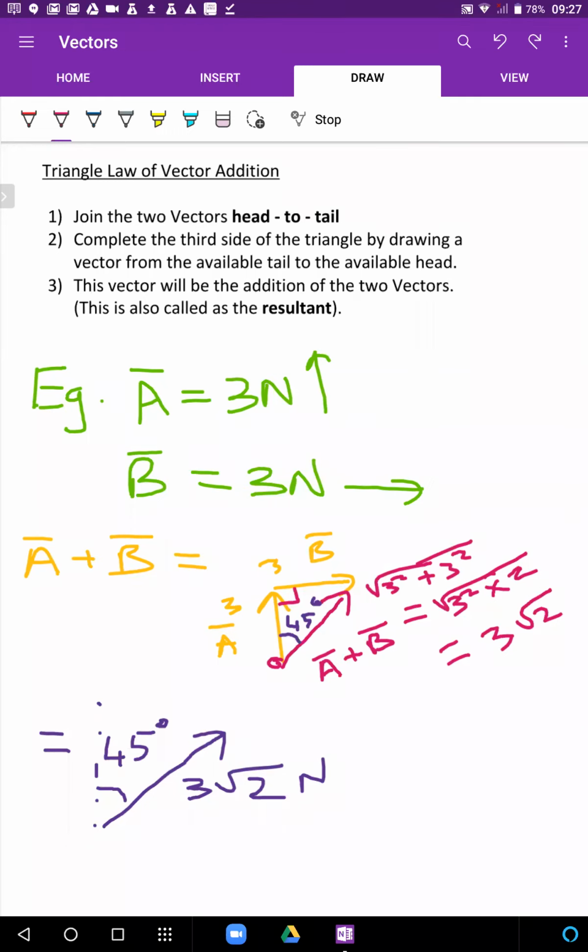एक सेकेंड, एक सेकेंड. Yes, the reason this is in Newton is because these two are given in Newton, of course. These two are in Newton, so the third side is also in Newton. That's of course there. Then why are both 45?